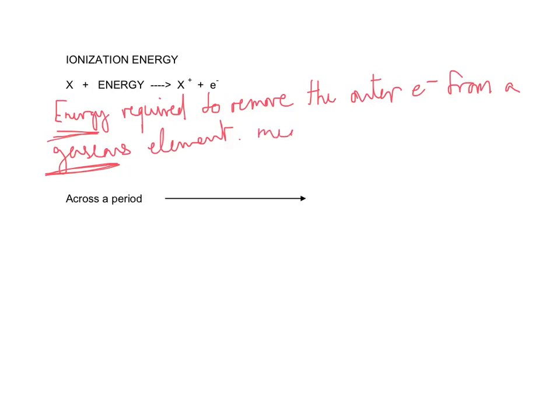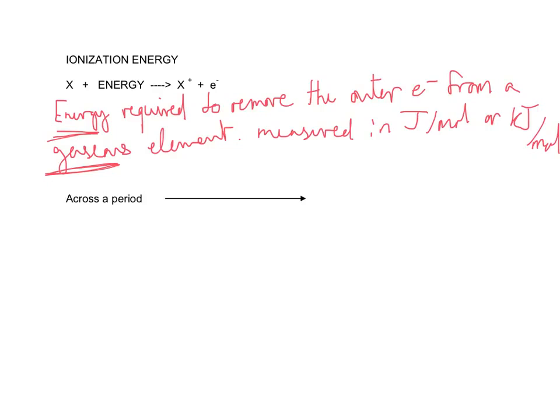So measured in joules per mole, or typically actually kilojoules per mole. Because remember, a joule is very small. If you think about it again, you have to put in energy in order to remove the electron from the attraction, and it's attracted to the nucleus.